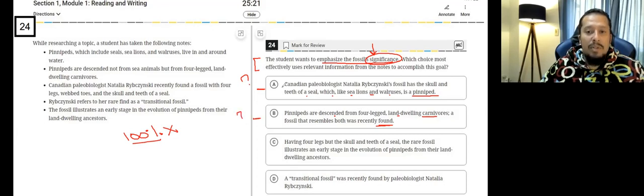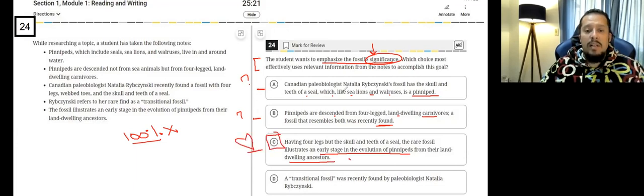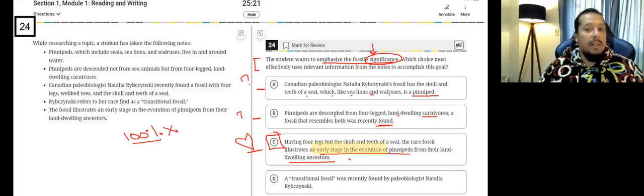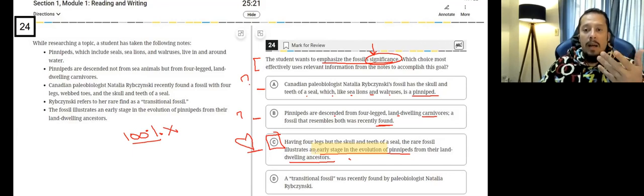So again, let me check my other answers. Answer C: having 4 legs but the skull and teeth of a seal, the rare fossil illustrates an early stage in the evolution of pinnipeds from their land-dwelling ancestors. So I love answer C because it shows us the significance. And where is this significance in answer C? Early stage in evolution. It doesn't need to tell us this is significant. It doesn't need to tell us that, oh, this is really important. It doesn't have to use those words. We need to, most of the time, infer it.